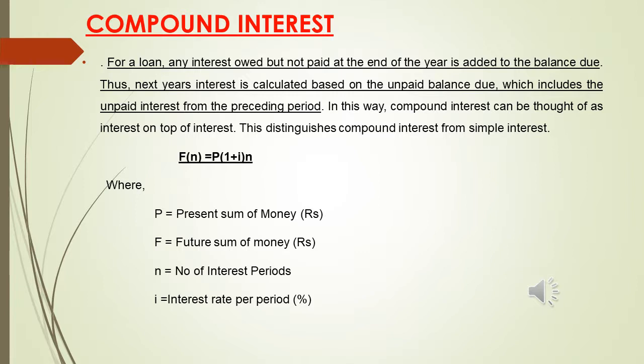Also, this is the formula for compound interest: F of N is equal to P into (1 plus I) to the power of N, where P is the present sum of money in rupees, F is the future sum of money in rupees, N is the number of interest periods, and I is the interest rate per period in percentage. So this is the notation and the formula for finding compound interest.